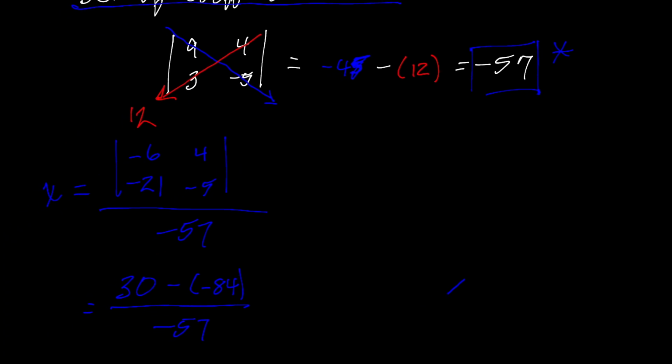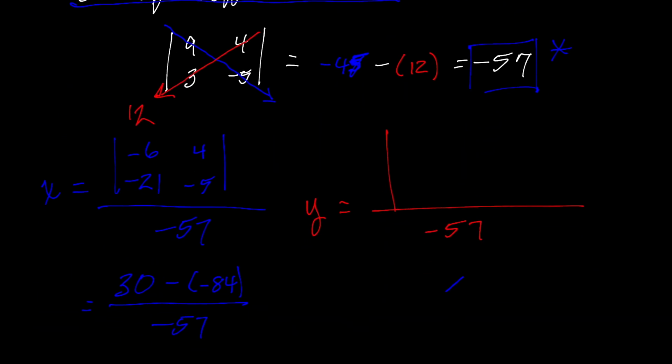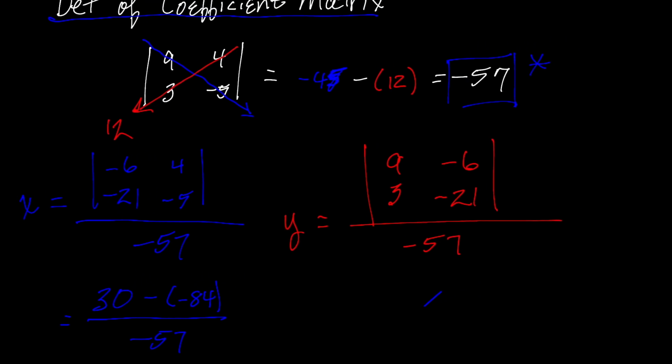So our y's are going to be, we're still going to divide by that negative 57, but we're going to leave the x coefficients where they were, the 9 and the 3, and we're going to replace the y coefficients with the constants of this. I don't know how Cramer came up with this, but I'm sure he has a long proof of it. But it's a pretty cool thing.